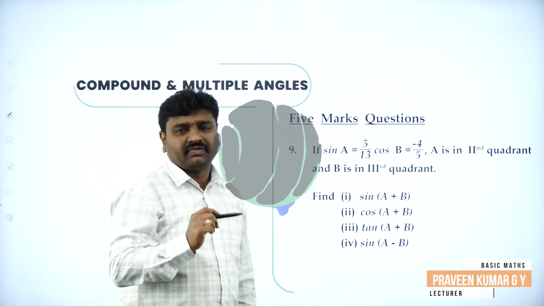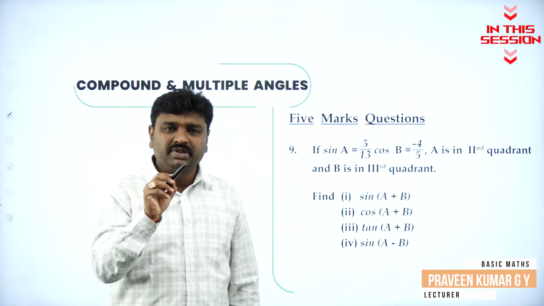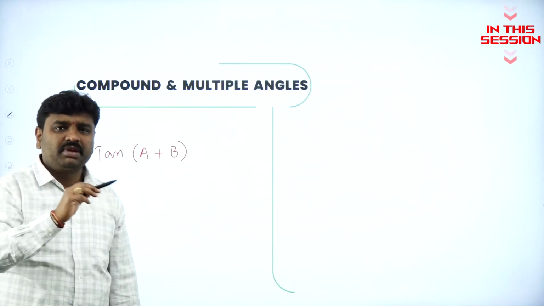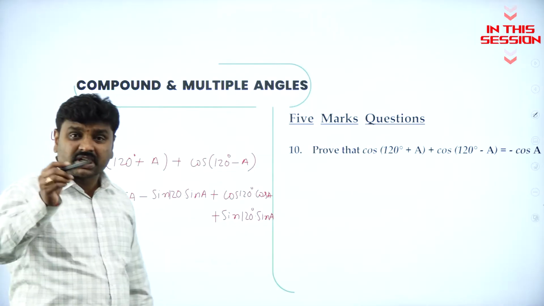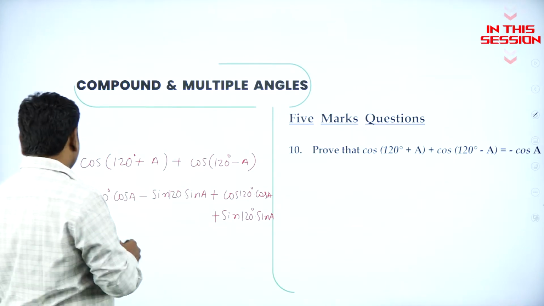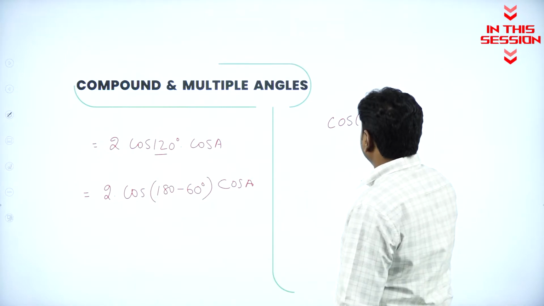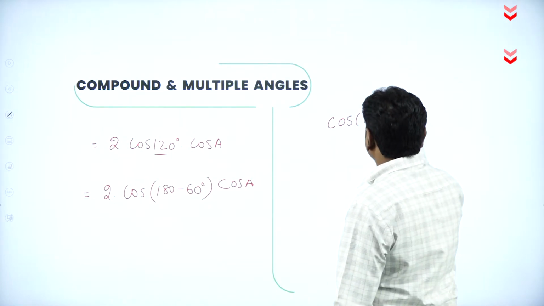If you want sine of a plus b, you know the formula. Sine of a plus b is what? Sin a cos b. What is tan of a plus b? Tan a plus tan b by 1 minus tan a into tan b. Cos a cos b plus sin a sin b. So now opposite terms you can cancel. Cos of 180 minus theta. What is cos of 180 minus theta? For 180 and 365.